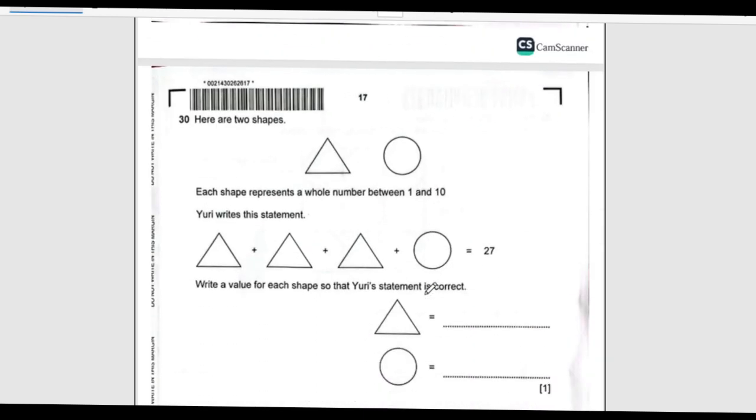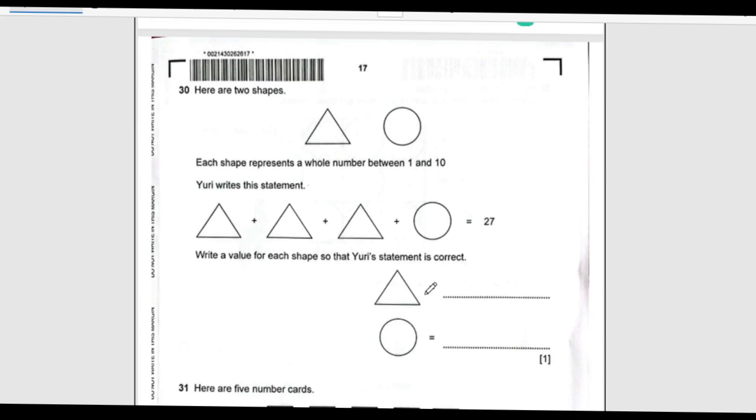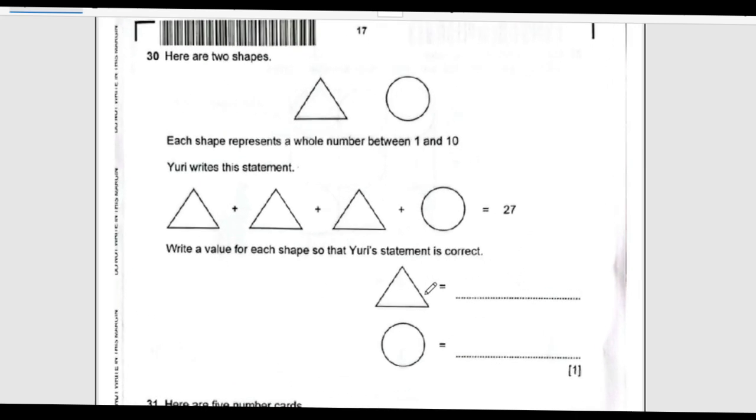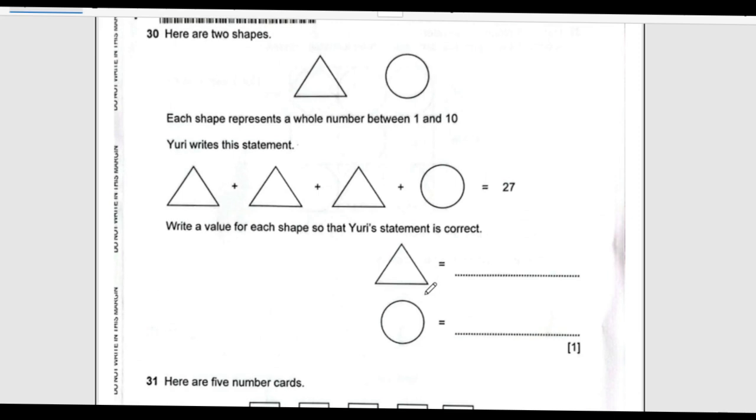Now, number 30, here are two shapes. If you see, there are two shapes, one is a triangle, another one is a circle. Each shape represents a number between 1 and 10. So, numbers are between 1 and 10. Yuri writes the statement and its answer is 27. If you add the values, okay. So, now you see this is 27. So, if I write here 9, it will make 27.